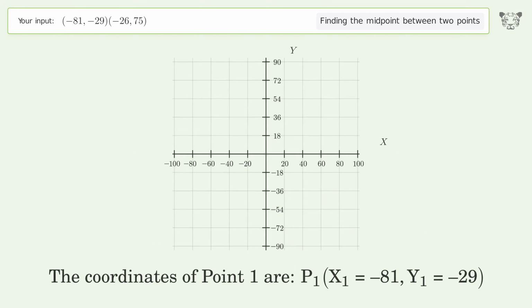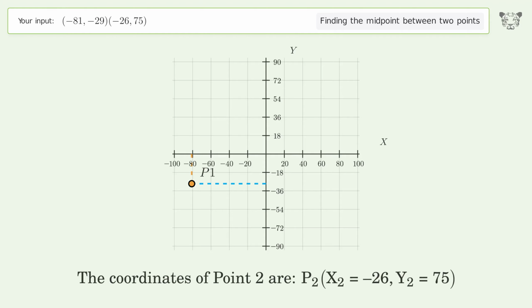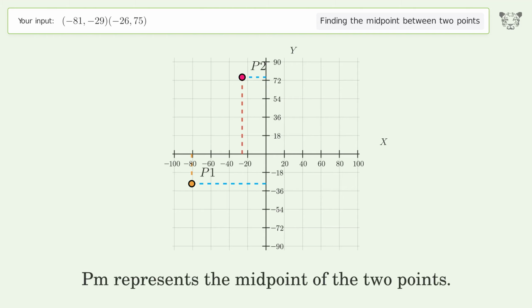The coordinates of point 1 are x1 equals negative 81, y1 equals negative 29. The coordinates of point 2 are x2 equals negative 26, y2 equals 75. PM represents the midpoint of the 2 points.